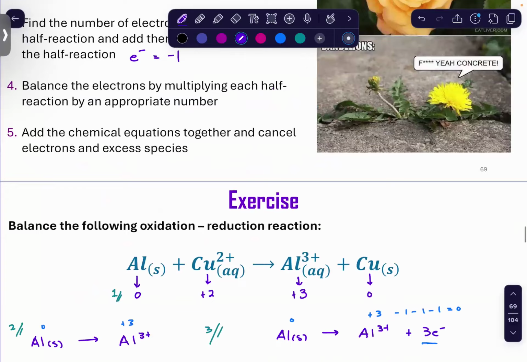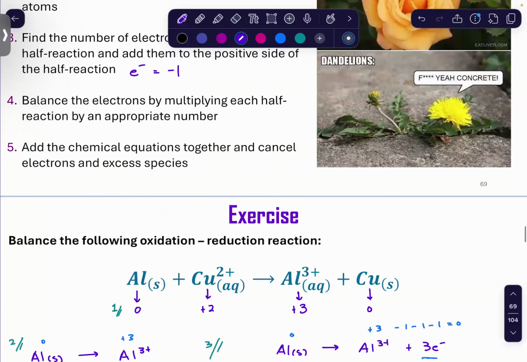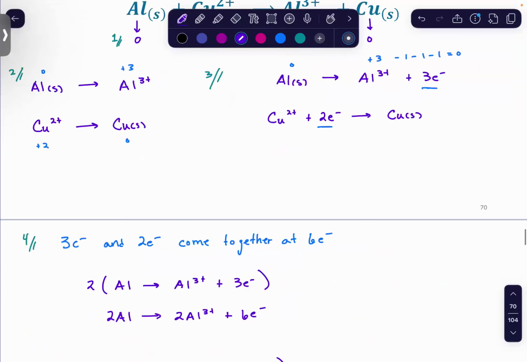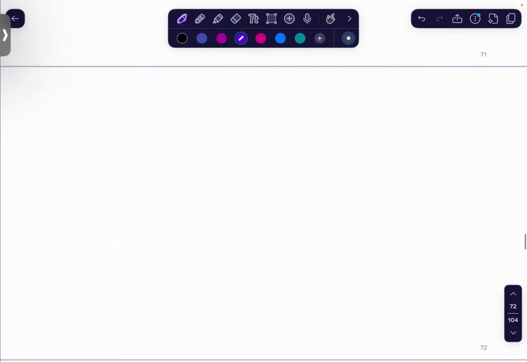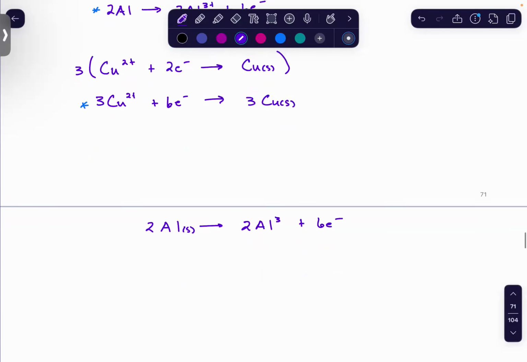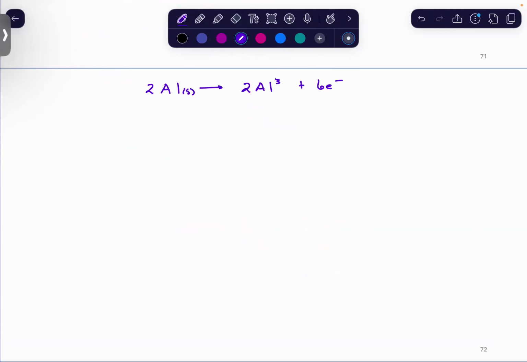Now, I'm going to take this half reaction and this half reaction and add them together. Okay, so that's going to be 2 aluminums. Let's see. And those are solid. I carry solid through. Plus 6 electrons. Okay, and then I need the 3 coppers plus 3 copper 2 ions.